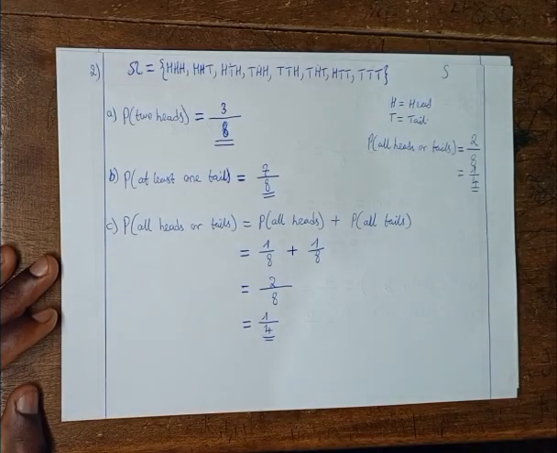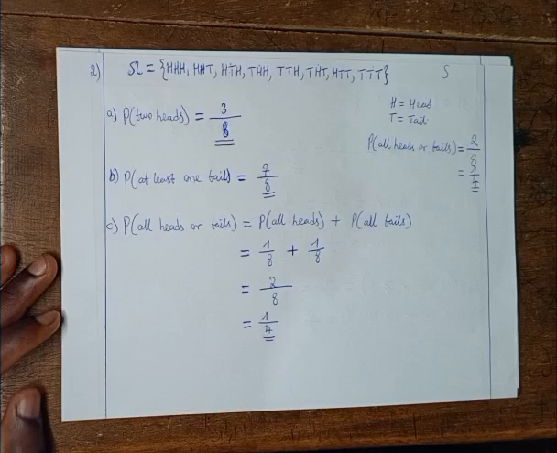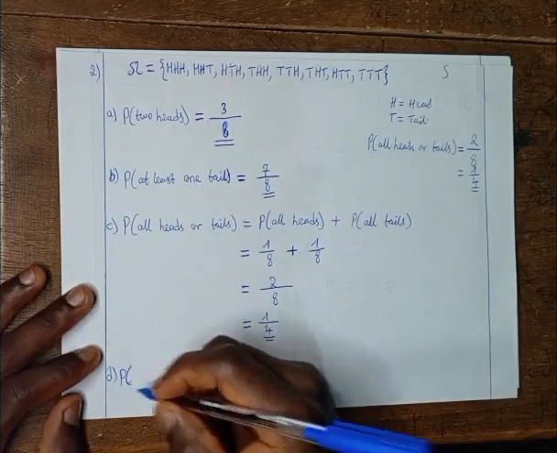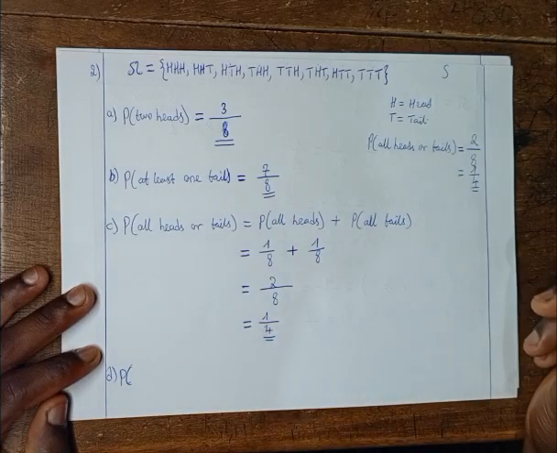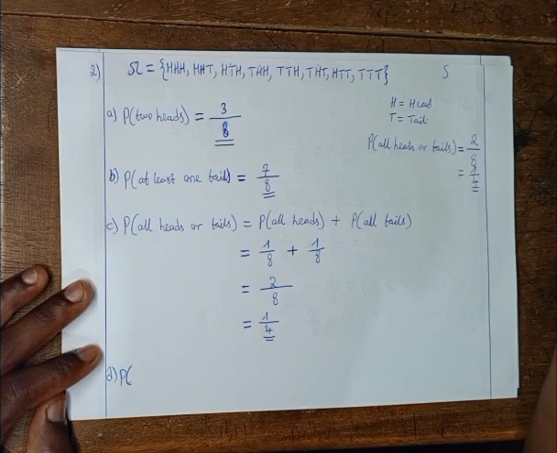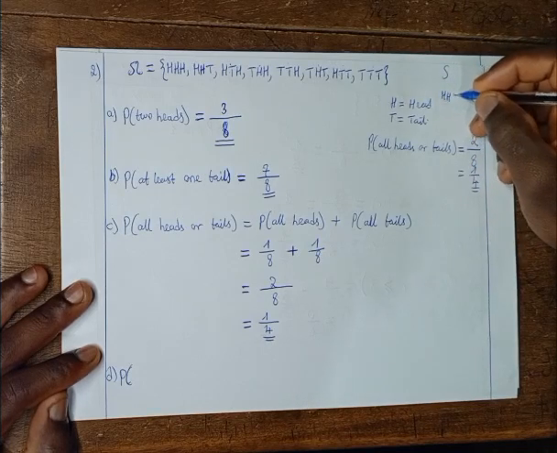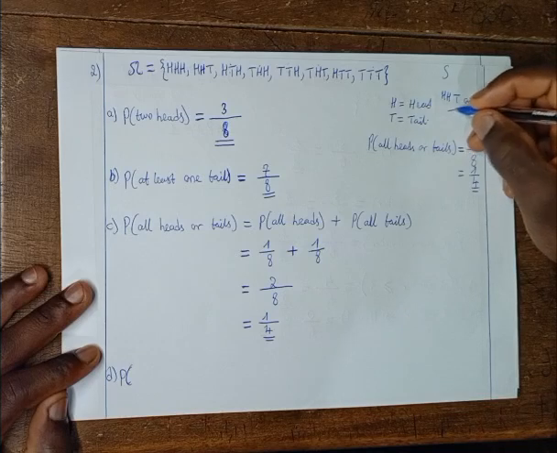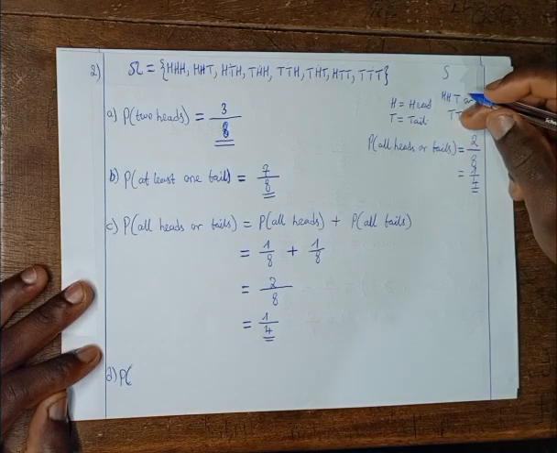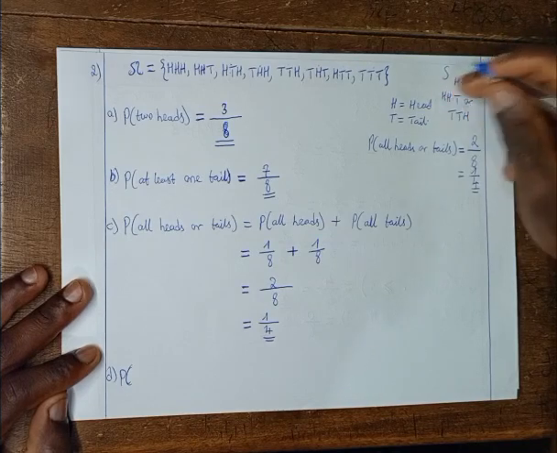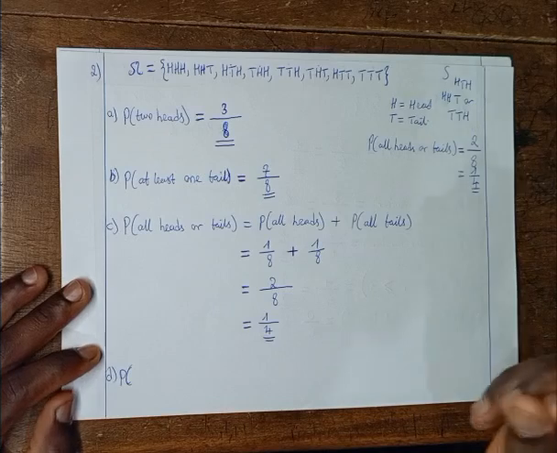Next, question D says 2 heads and a tail. Question D is to find the probability of getting 2 heads and a tail, or 2 tails and a head, in that order. That means first you have 2 heads, head, tail, or you have a tail, head, in this order. You should not take an outcome where you have head, tail, head. These two, they are not in the same order.